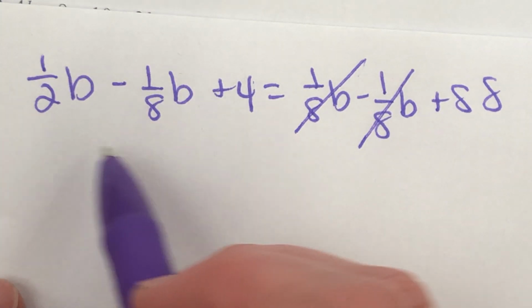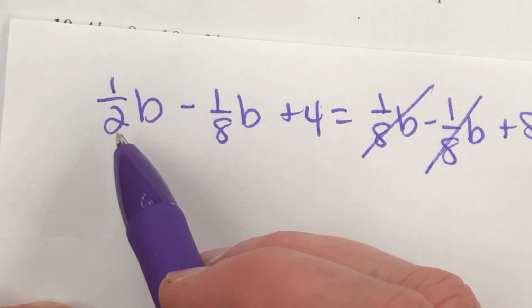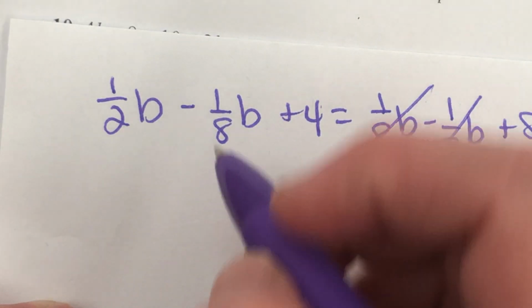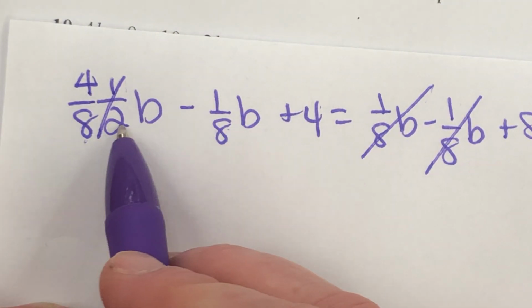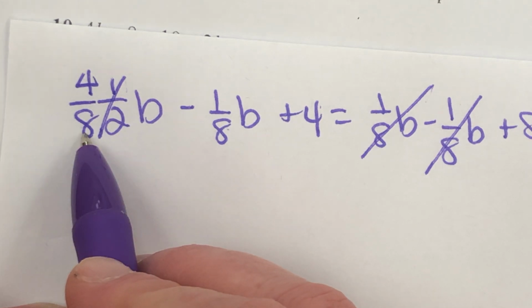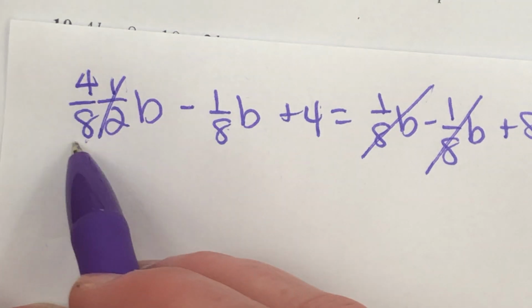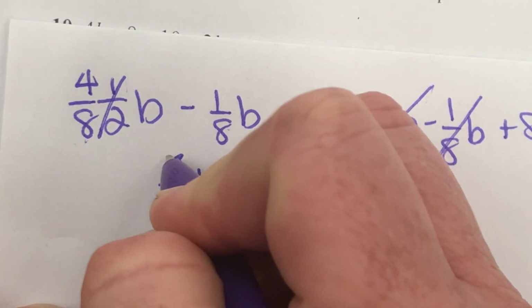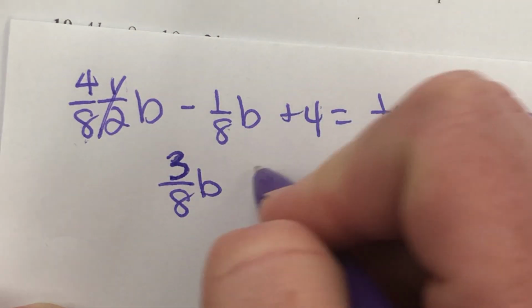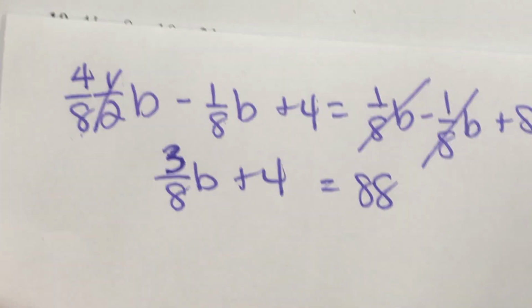Well, in order to subtract fractions here, they have to have the same denominator. So 1/2 with an 8 on the bottom is 4 over 8, right? If I change this to a fraction with the same denominator, to change a 2 to an 8, I multiply by 4. So I have to multiply the top by 4, and I get 4 over 8. So 4/8 minus 1/8 gives me 3/8 b plus 4 equals 88. Kind of weird numbers.